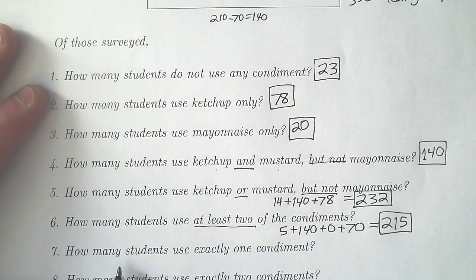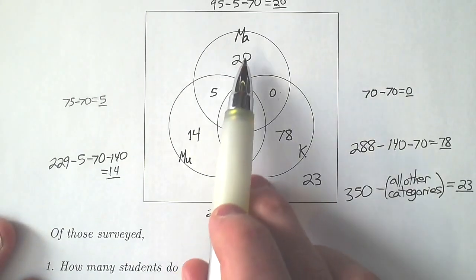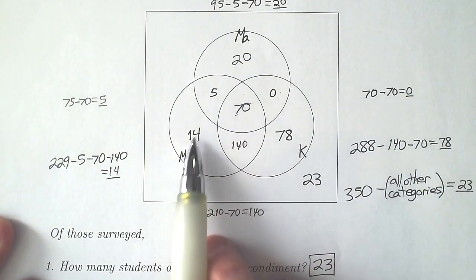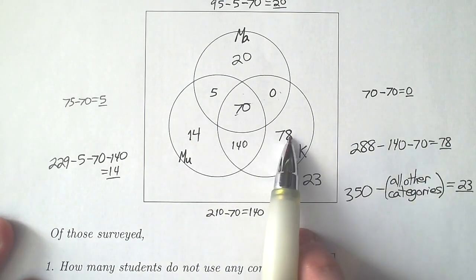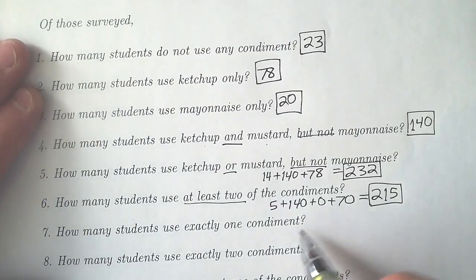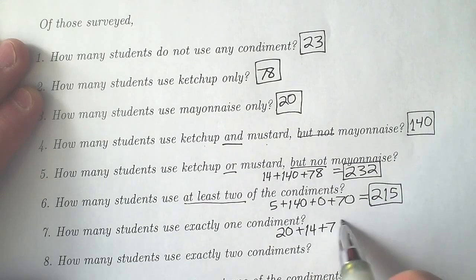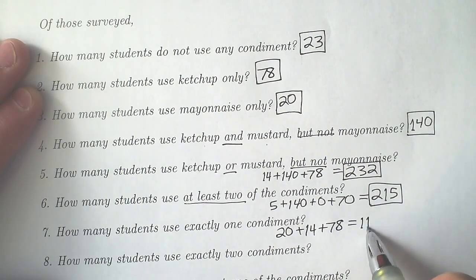How many use exactly 1? Okay, so we have that in our picture, right? That would be these 20 students only use mayonnaise. These 14 only use mustard. And these 78 only use ketchup. So we want the 20 plus the 14 plus the 78. 112.